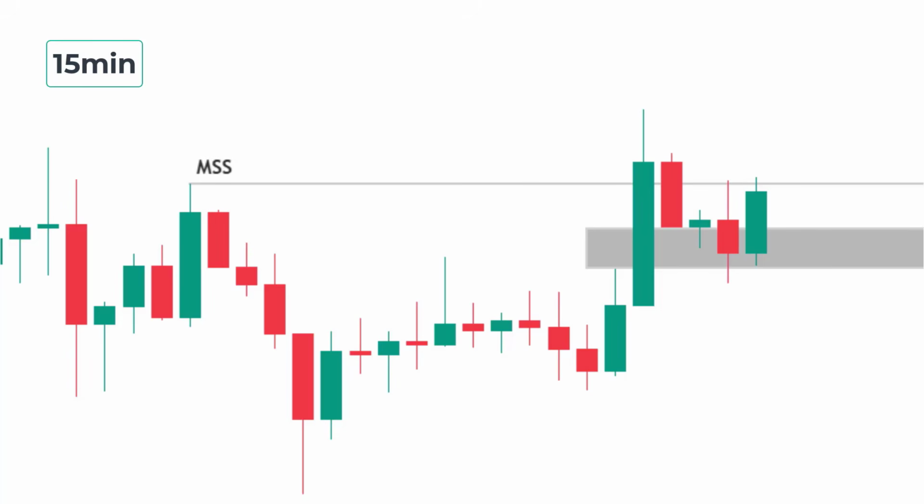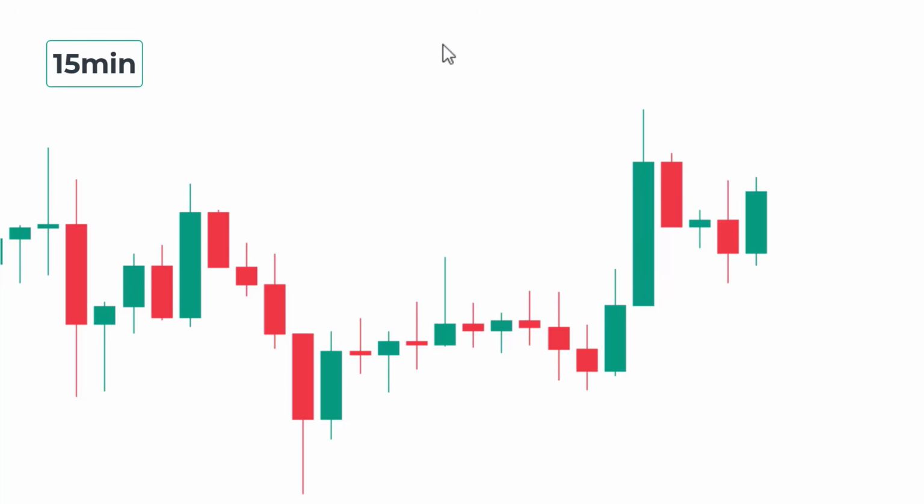But in a situation like this, we should not rush to take an entry. Before that, we need to check the current market bias using higher timeframes. Since we are on the 15-minute chart, the higher timeframes would be the 1-hour and 4-hour charts. So let's move to the 1-hour chart.